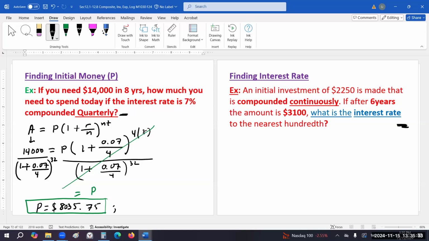And we want the interest rate as a percent. 100 means how many places after the decimal? Sure. So this is a decimal. That's the 100 place. Round to 2 places after the decimal.